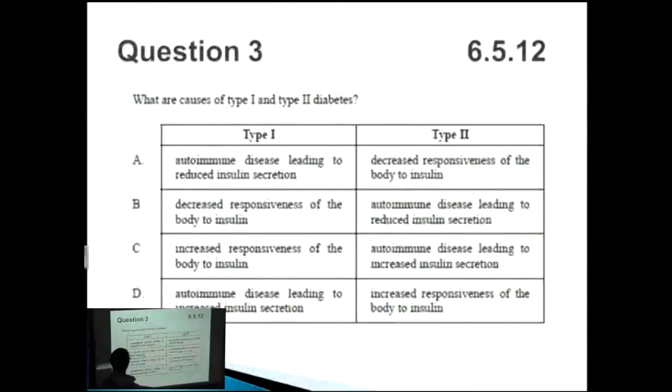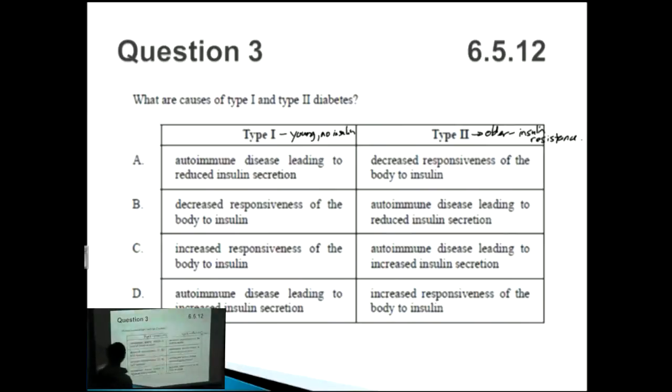Question number 3. What are causes of type 1 and type 2 diabetes? Another key concept that you need to know. Type 1 you need to know is with young people, and the young people have no insulin. And then with type 2, it's generally older people. They have enough insulin, but they have insulin resistance.